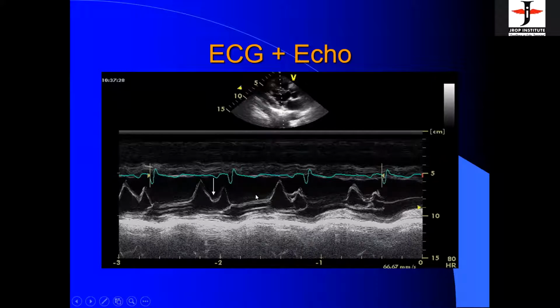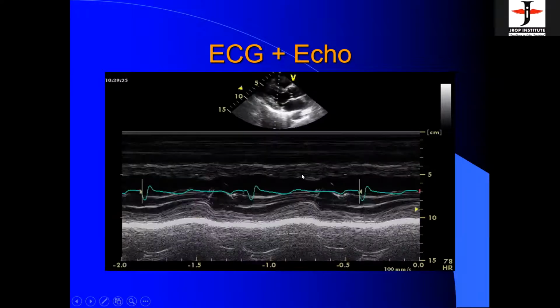This is just to show you that suppose for some reason the ECG is not working in the machine, you can take advantage of the fact that this opens in diastole and closes in systole. So this is a very classical example of a mitral valve, or anything which opens in diastole after a T wave and closes in systole at the QRS complex. Similarly, the ventricle contracts in systole.